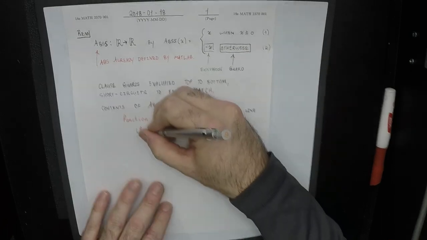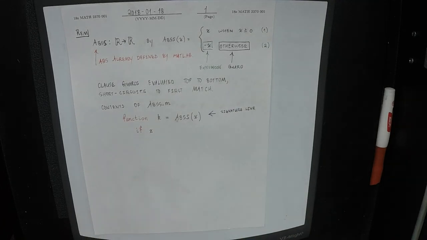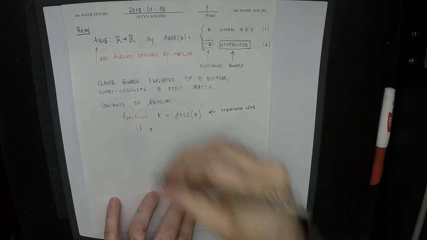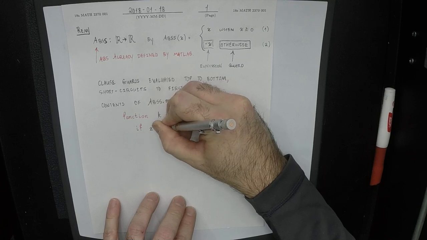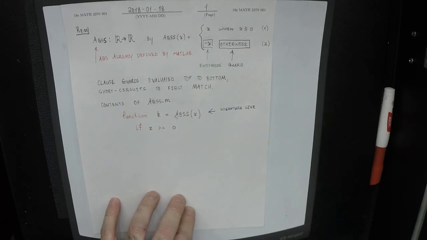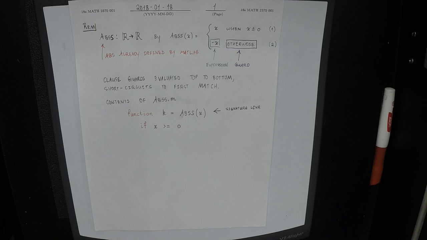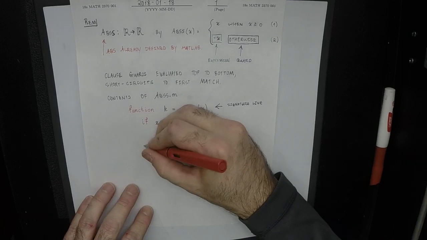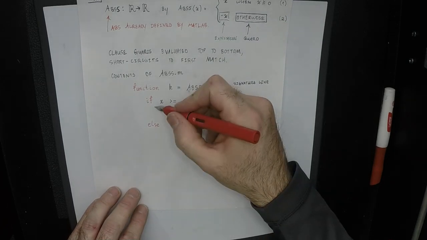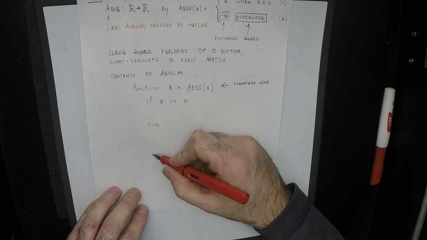Fine. If the input is greater than or equal to zero. So if x, and then if you look carefully at your keyboard, you'll see that you have a greater than key, and you also have an equal key, but there's not a greater or equal key. So you write them one after another: first the greater than character and then the equal character. If x greater or equal to zero, we'll do one thing. And the way that you write otherwise in MATLAB is what? Else. Then to signify that we're finished with the if statement, what do we write? End.